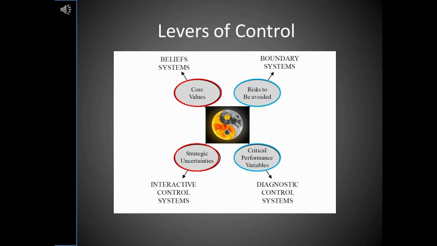The idea of these levels of control is similar to the idea of yin and yang, that there are some that are positive and reinforcing, empowering, and that there are other systems that are coercive. In the graphic on this page, you see the coercive systems on the right side, being boundary systems and diagnostic control systems, and the enabling systems on the left side, being belief systems and interactive control systems.